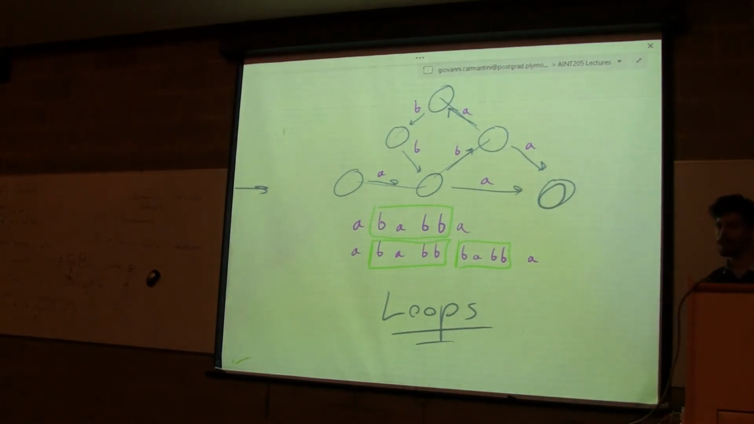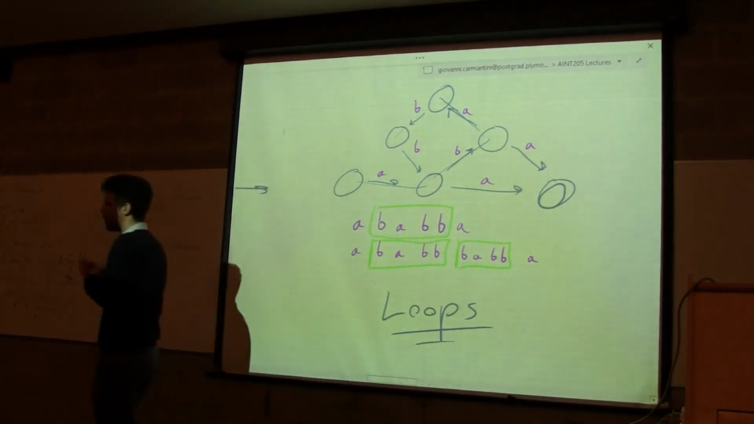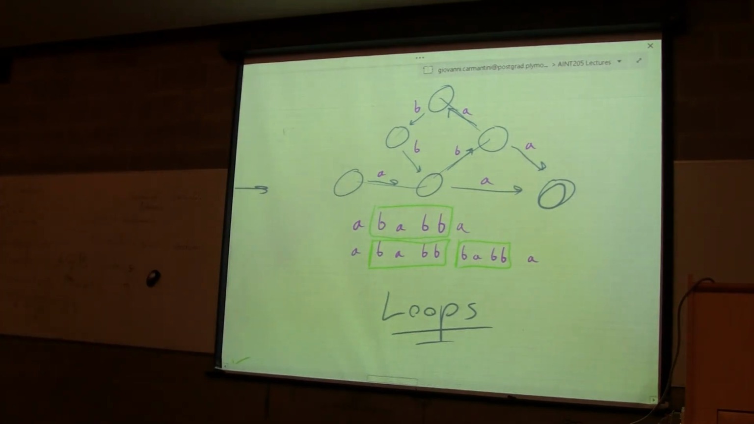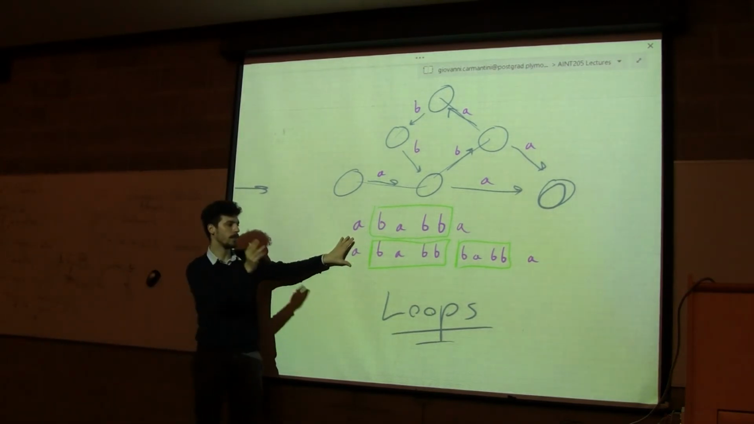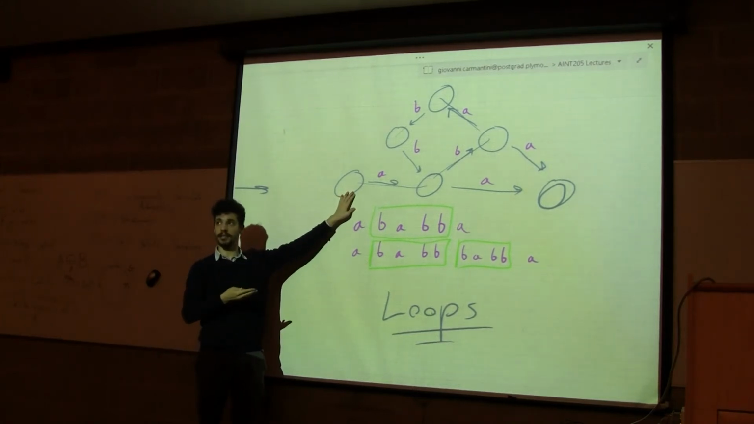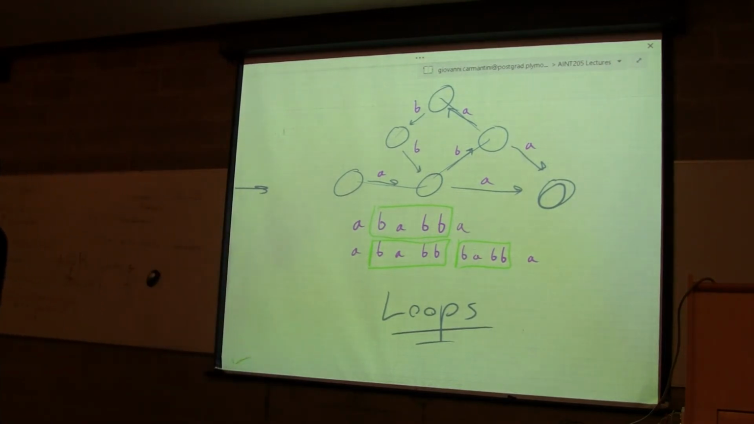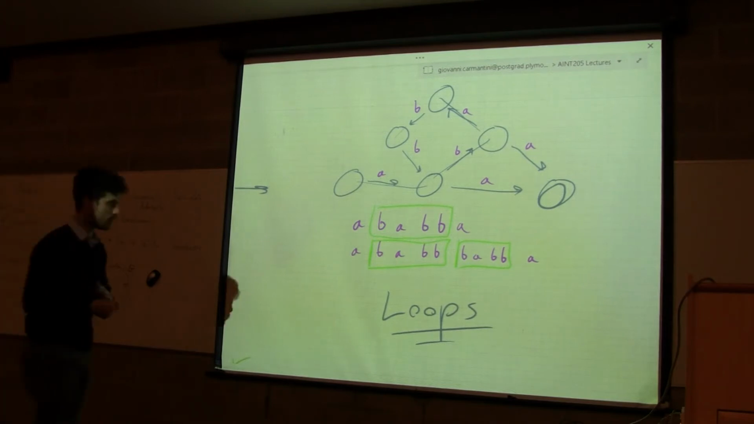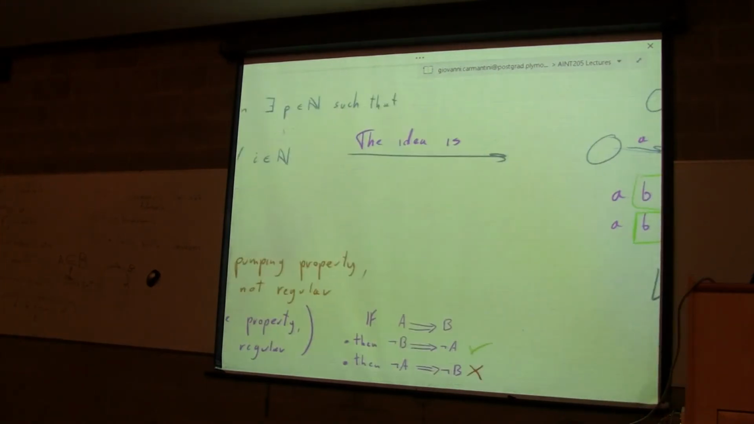But this is the only way you can have strings in a language which are longer than the number of states in the DFA. You cannot have a string which is 60 characters long with a DFA with 6 states and not have a loop in your string. You see what I mean? You cannot have that. So this is the idea behind the pumping lemma.